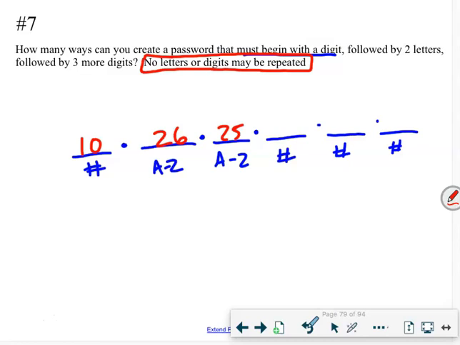So we have to knock that down by 1. For the next digit, we have to use the number 9 because we've already used 1 digit. That was our first blank. And then the next one has to be 8. And then the next one has to be 7. So we have 10 times 26 times 25 times 9 times 8 times 7. So this would be representative of how many passwords are possible. If you punch that in, you get 3,276,000 passwords.